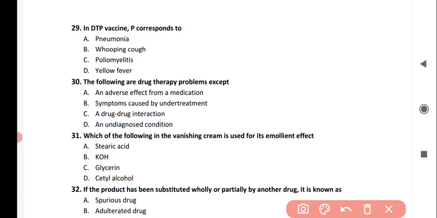The next question is: which of the following in the vanishing cream is used for its emollient effect. The emollient effect is simply that which softens or soothes the skin. So glycerin is the one that is used in the vanishing cream for providing the emollient effect to the skin.